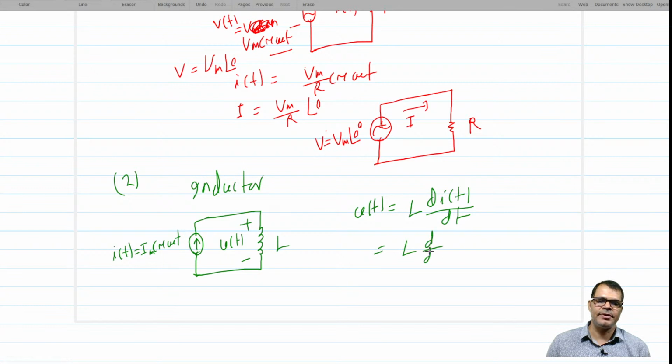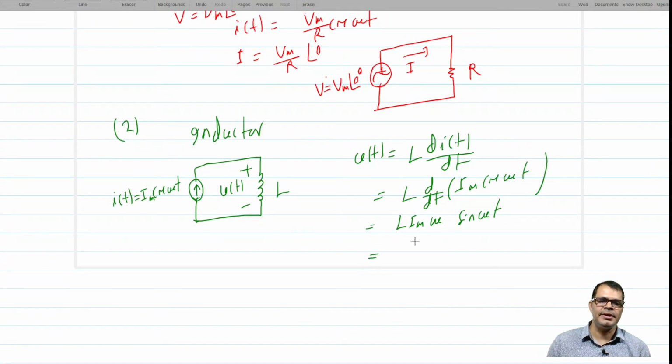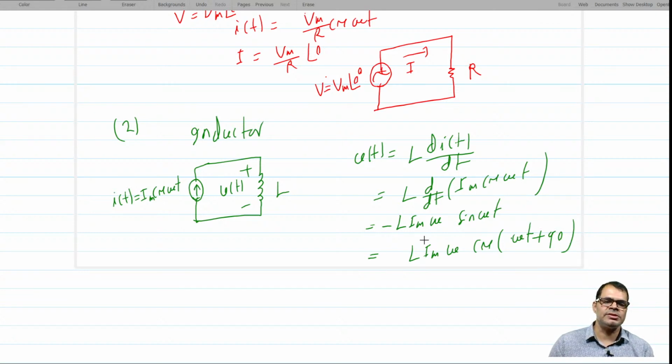So L d upon dt of Im cos omega t. So I got L Im omega sin omega t, sorry, this is negative. The differentiation of cos omega t is negative, so ultimately it is minus L Im omega sin omega t, which is L Im omega cos of omega t plus 90, same thing: cos of 90 plus theta is minus sin theta.